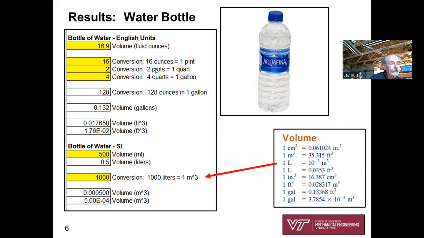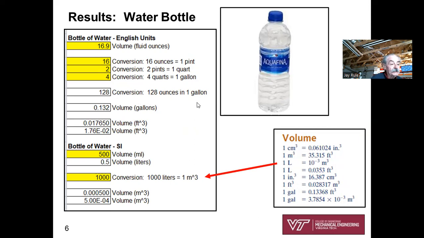I know that we should know that there's 16 ounces in 1 pint. You should know that from elementary school. You should know that there's 2 pints in a quart. You should know that there's 4 quarts in a gallon. And so if you do the math and keep your units straight, you can see that there are 128 fluid ounces in 1 gallon without having to go to Google or anything like that.